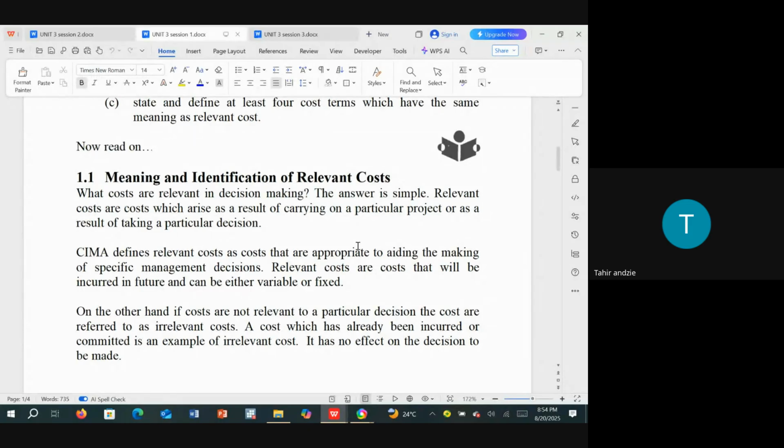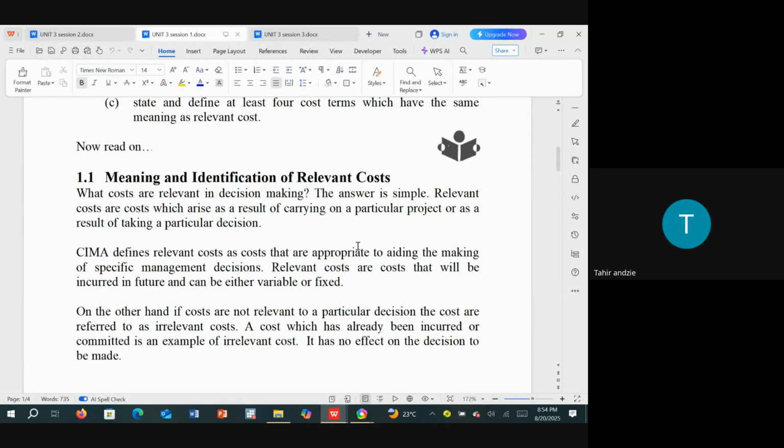On the other hand, if costs are not relevant to a particular decision, if costs will not influence or will not aid in a particular decision, the costs are referred to as irrelevant costs. So irrelevant costs are costs which do not arise, which will not be incurred, or which do not change as a result of a particular decision or undertaking a particular project. Such costs are irrelevant costs.